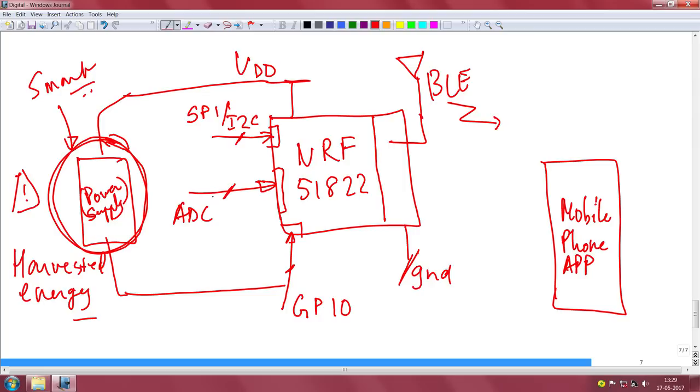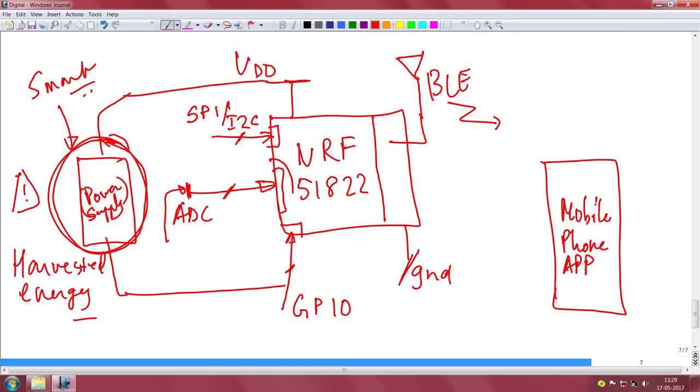Sensing could be either through analog to digital conversion, ADC ports, or SPI or I2C if it is a digital sensor. Indeed, in this specific case, we are actually using the ADC. So the Hall sensor output is connected directly to this ADC here, and this is measuring the ADC samples, which indicate the temperature of the ball bearing.